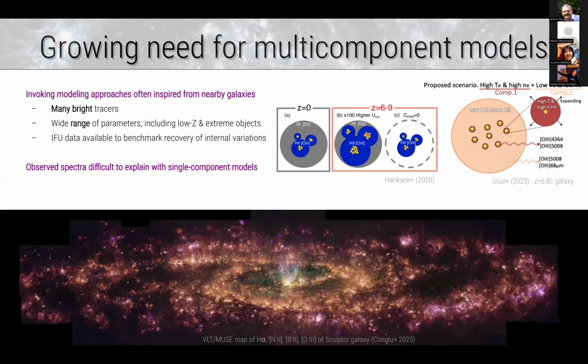Nearby galaxies provide the opportunity to give access to many bright tracers, but also we have the chance in the nearby universe to have a wide range of parameters in galaxies, including very low metallicity or even extreme objects. We can also, with nearby galaxies, study them with IFU data, which makes it possible to benchmark the recovery of internal variations. And on the right, I show 2 examples of high redshift studies that invoked multi-component models, for instance, with the covering factor of the photodissociation regions, or 2 components with different electron temperatures or electron densities. And these were needed to match the observations.